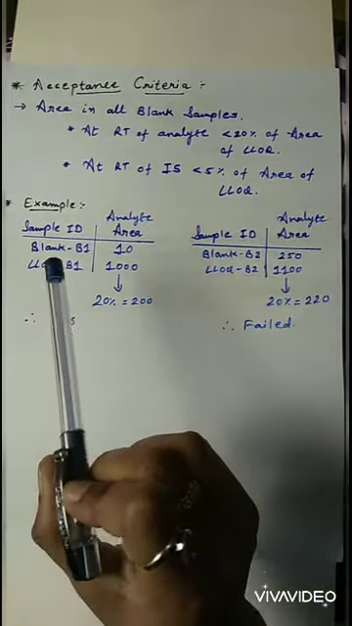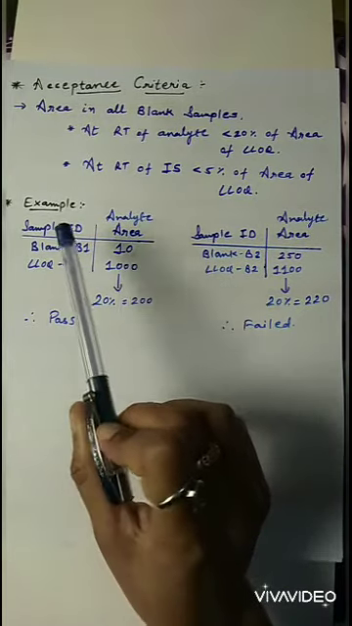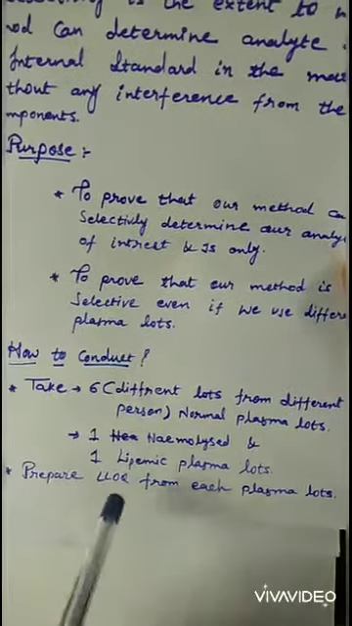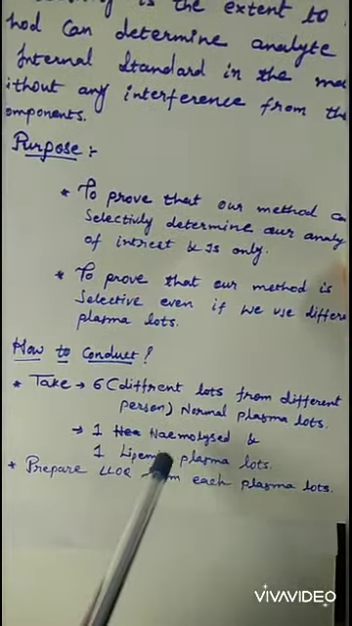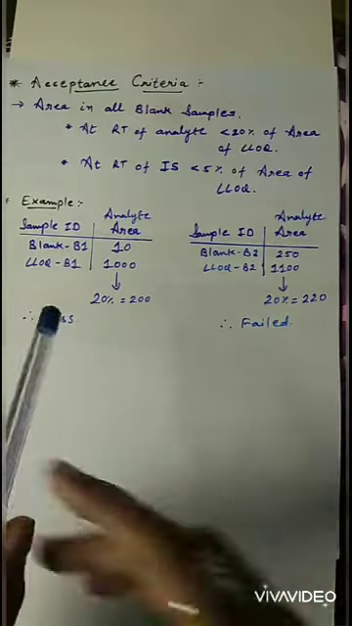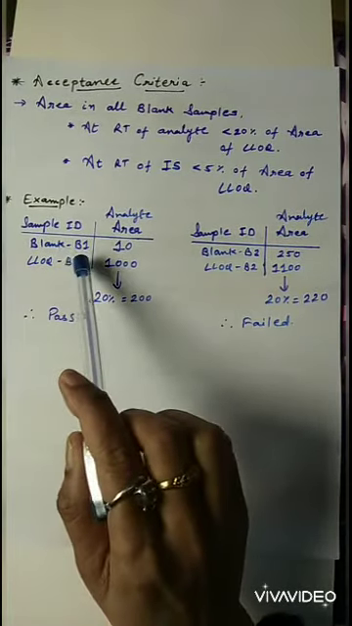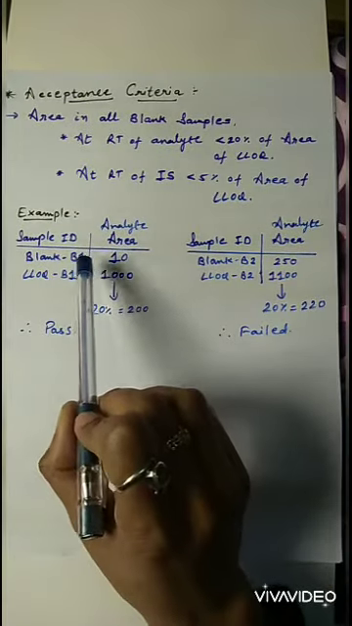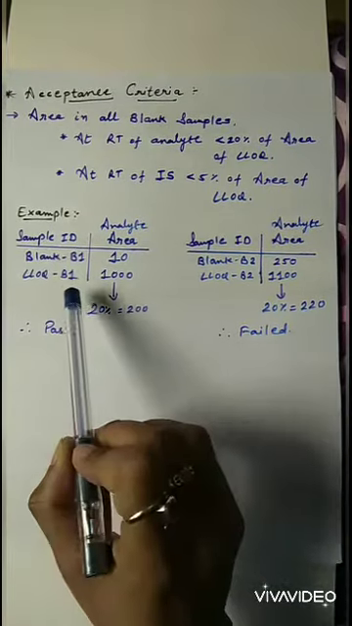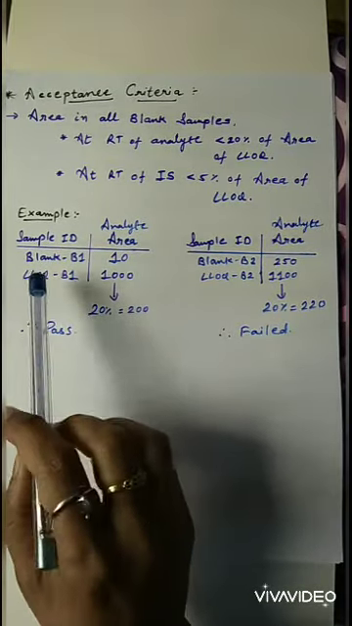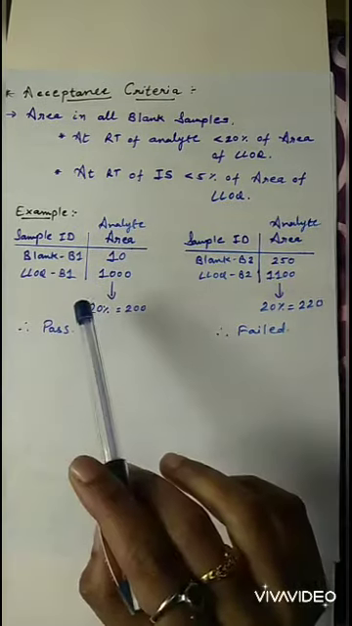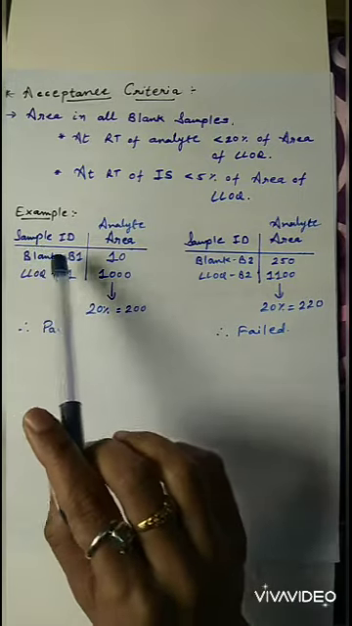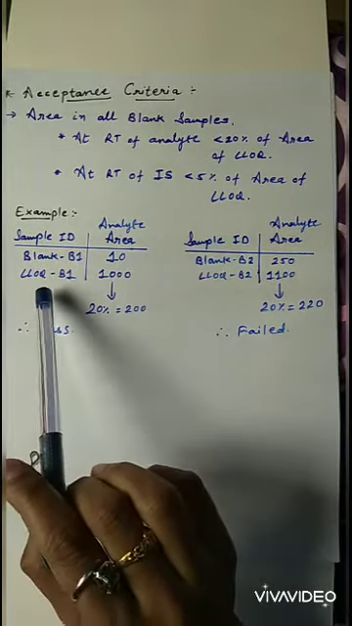Now I will explain how to check the acceptance criteria by example. Now we know that we take 6 different normal plasma lots, one hemolyzed and one lipemic. But I will explain here one lot by example. For example, from lot B1 we prepare one blank sample, and from lot B1 we prepare an LLOQ sample. Then we inject both samples in the LC-MS instrument, and we get a blank sample area of 10 and an LLOQ area of 1000.